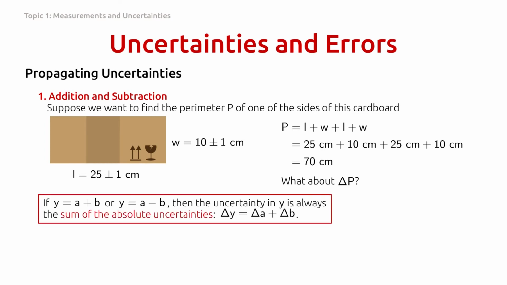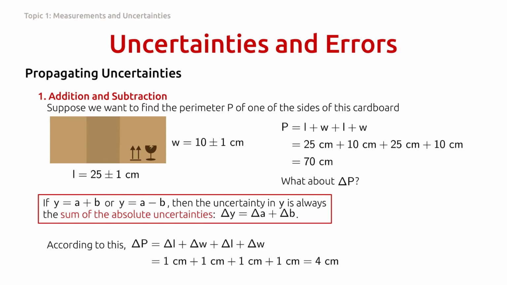This is a rule that can be used to determine uncertainty in addition and subtraction. We'll talk about this rule in a minute, but first, let us just accept and use this statement. If y equals a plus b or y equals a minus b, then the uncertainty in y, which is delta y, is always the sum of the absolute uncertainties delta a plus delta b.